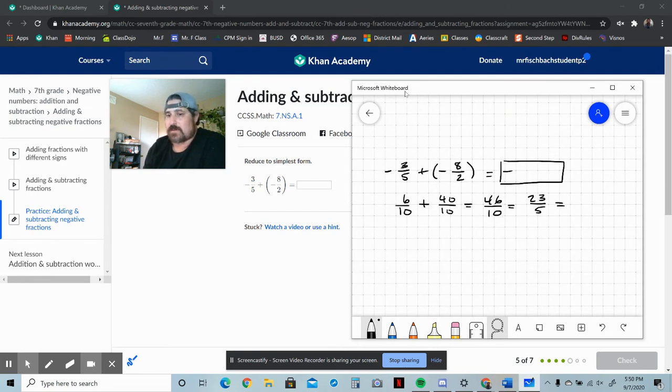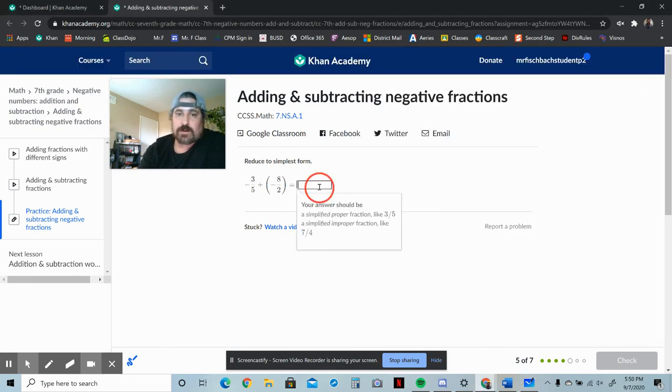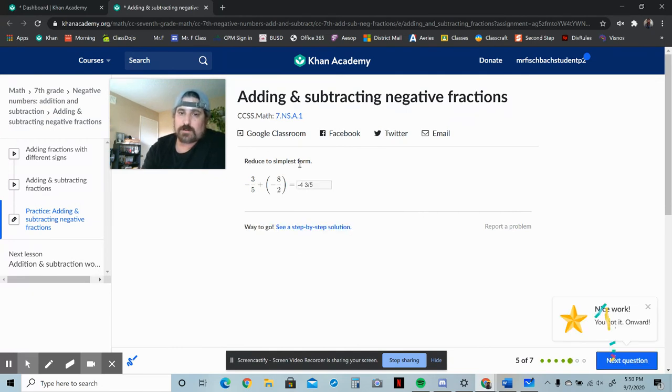Right? And that means that 5 goes into 23 4 times, which is 20, and then there's 3 left over. So it's really 4 3/5. So you're looking at a negative 4 3/5 as your answer. So go back over here, negative 4 3/5. And then you go to the next one.